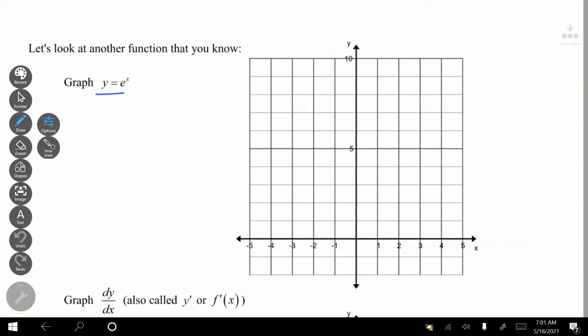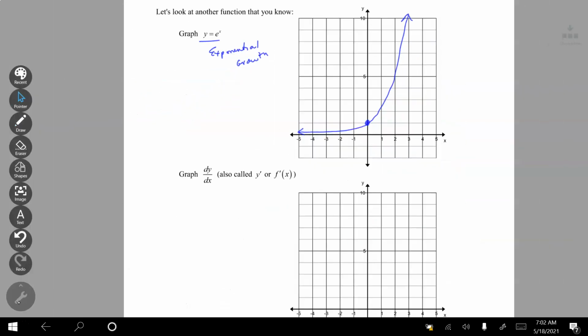Okay, we're going to do one other function today, and that's e to the x. E to the x is the exponential growth. And if you don't remember, it starts here and grows. The general shape is something like this. So now I have to figure out what the derivative of this graph looks like.